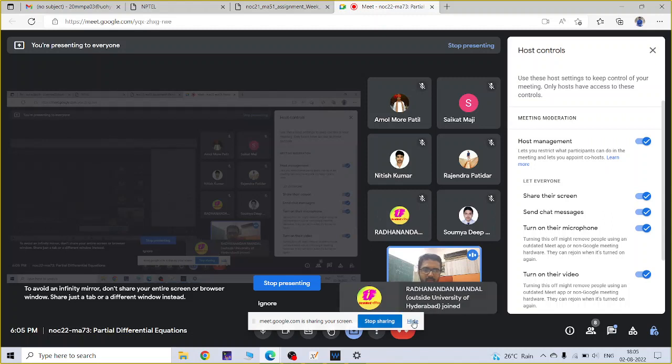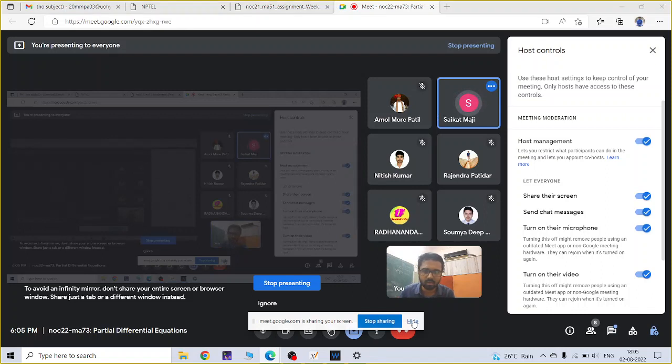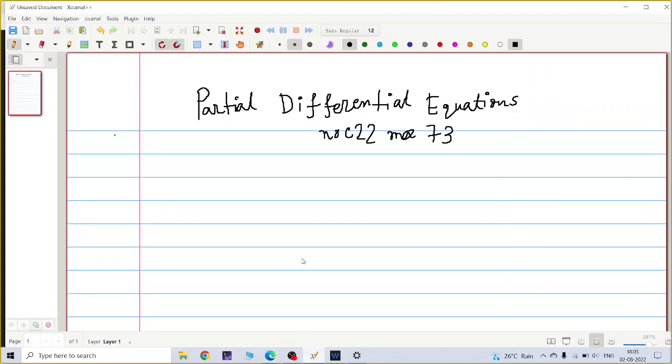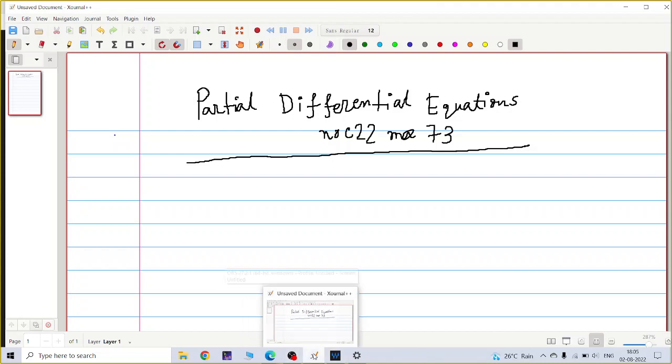So is my screen visible? Someone please respond. Yes, the screen is visible. It is written partial differential equation. Okay, so now I will start.